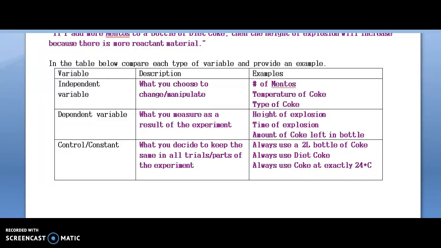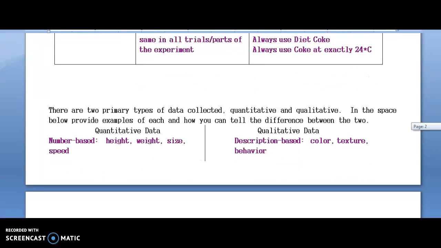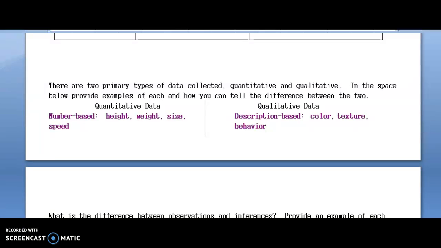And then your control or constant is what you decide to keep the same no matter what. So if you're doing the Diet Coke and Mentos experiment, you're always using a 2-liter bottle of Coke. That's what you're maintaining as your control or your constant. Quantitative data is number-based, like height, weight, and size, and qualitative data is description-based, so color, texture, behaviors, etc.